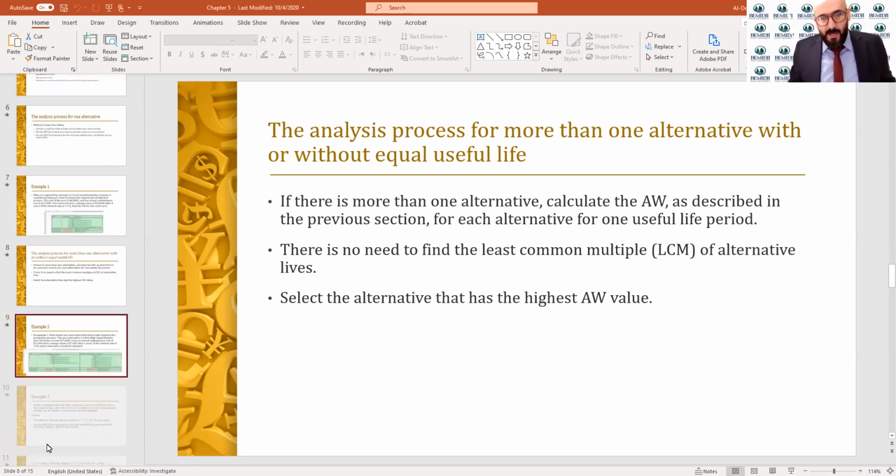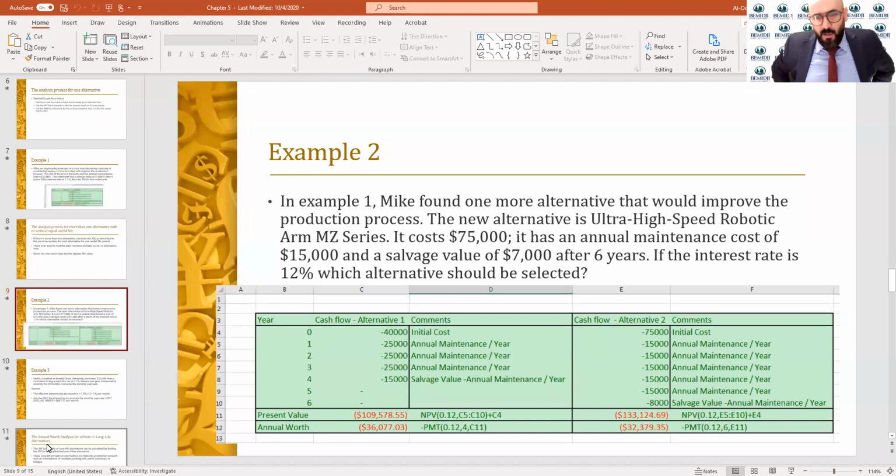So let's take an example 2, where Mike found one more alternative that would improve the production process. The new alternative is an ultra high speed robotic arm, MZ series. It costs $75,000. So again, right away, once you read the question, put that down, 75K. For this alternative, we need 15,000 for maintenance and operational cost per year, and there is a salvage value of 7K, and this alternative will last for 6 years.